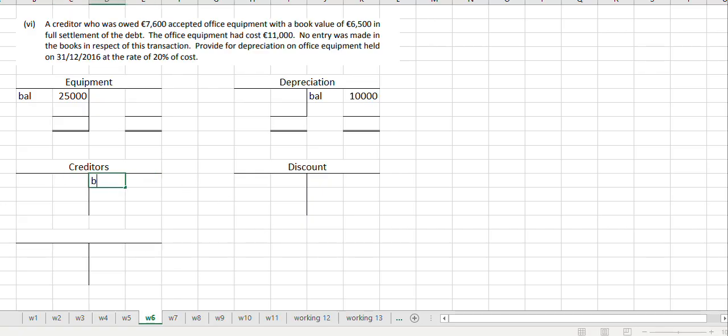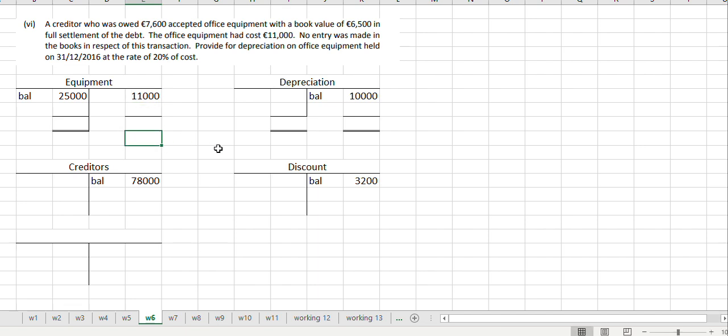So creditors balance 78,000, discount balance 3,200. Okay, so those are our opening balances. So let's see what happened. A creditor who was owed 7,600 accepted equipment with a book value of 6,500, but it cost 11,000. So it's 11,000 which will credit equipment. 11,000 equipment is credited.